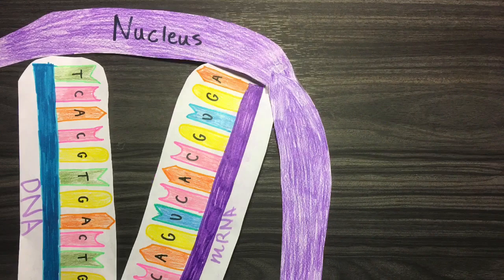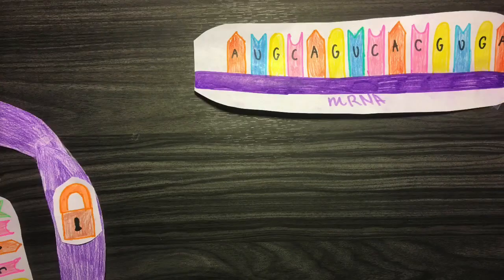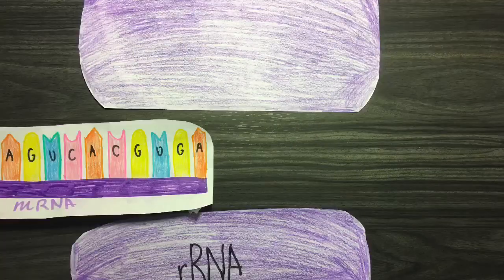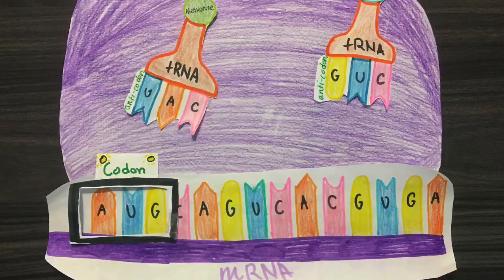After the DNA has been transcribed, the single-stranded mRNA leaves the nucleus and goes to a ribosome. Translation is the second step in protein synthesis, in which mRNA's protein code is translated into amino acids. This amino acid chain forms a polypeptide, also known as a protein.